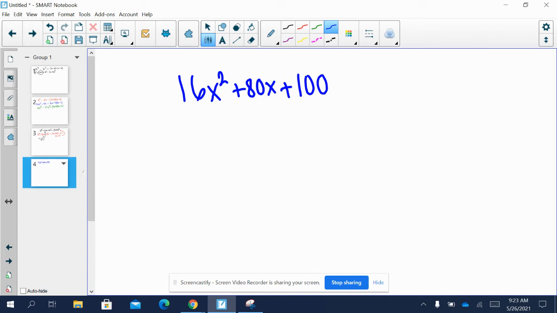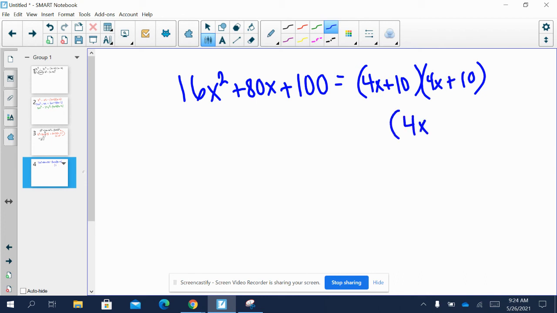All right. So 16x squared can be represented as 4x times 4x, because it's a perfect square. 100 could be 10 times 10, or negative 10 times negative 10. So we look into the center, and we see it's a positive 80. So that means we are doing plus. That can be written as 4x plus 10 squared, since we saw it twice.